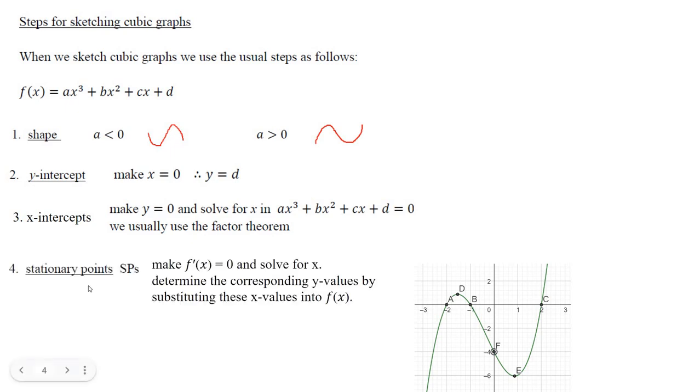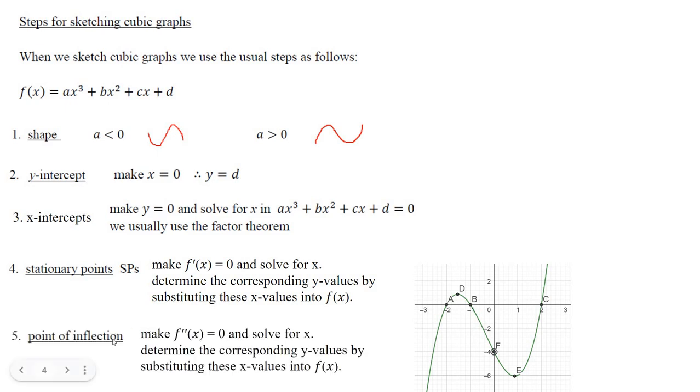Then stationary points. Now if you want to find stationary or turning points, that's right where D and E are here. All you do is take the derivative of this thing and make it equal 0 and solve for x. And then you'll get those x values of the turning points. And then put those x values into f and you'll get the y value. That's it. You do the same thing every time.